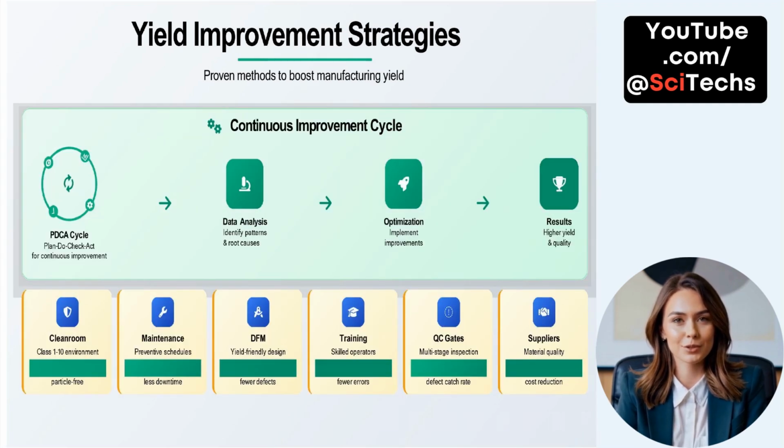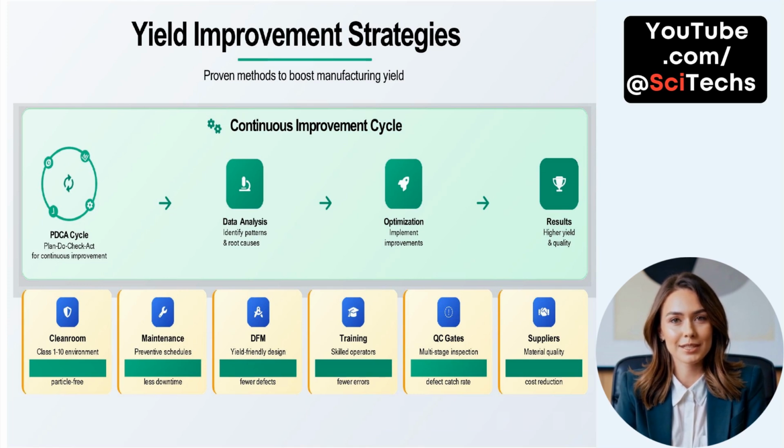Continuous improvement cycle. A strong yield improvement strategy is grounded in the continuous improvement cycle driven by the PDCA methodology: plan, do, check, act. This structured approach starts with planning for improvement opportunities, executing them on a small scale, checking the results, and then acting to standardize successful changes.